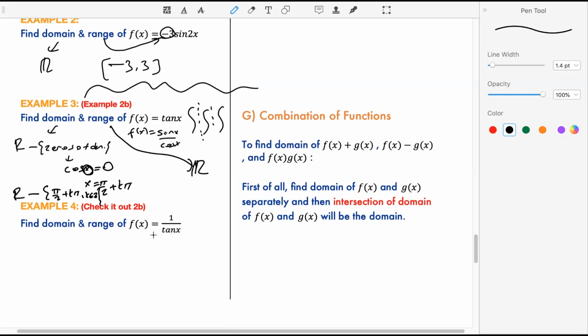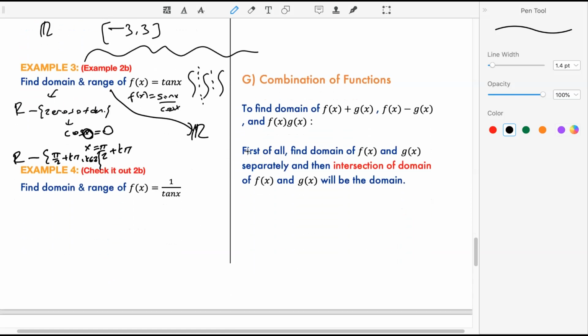It is similar for 1 over tan. It's in the book, check it out. The question is 1 over sine over cosine. Since there is 1 over sine over cosine, you flip it, it becomes cosine over sine. For range, you can directly say all real numbers. This function only changed the graph like this. It's still the same. We have asymptotes and it extends up and down infinitely. So range is all real numbers.